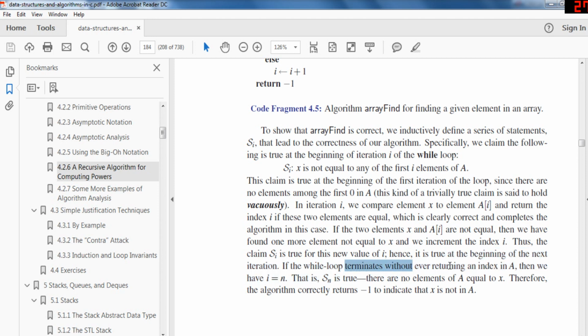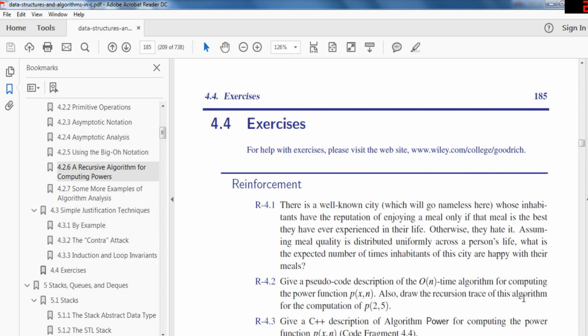If the while loop terminates without ever returning an index i, then we have i equal to n. That is, S(n) is true: there are no elements of A equal to x. Therefore the algorithm correctly returns -1 to indicate that x is not in A.